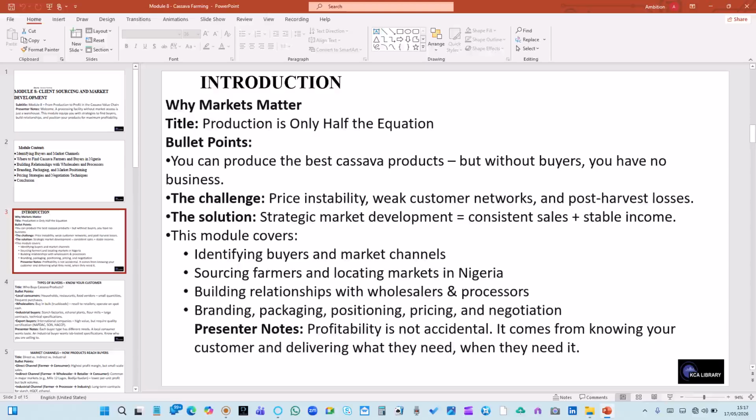Therefore, this module covers identifying buyers and market channels, sourcing farmers and locating markets in Nigeria, building relationships with wholesalers and processors, branding, packaging, positioning, pricing, and negotiation. Note, profitability is not accidental. It comes from knowing your customer and delivering what they need and when they want it.